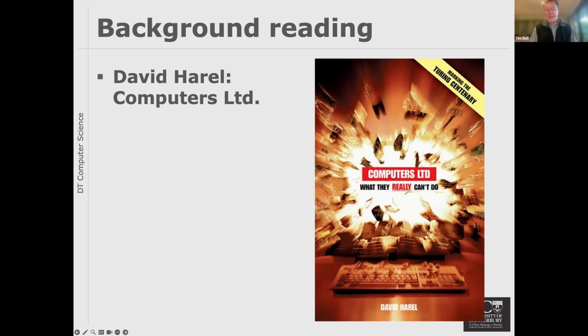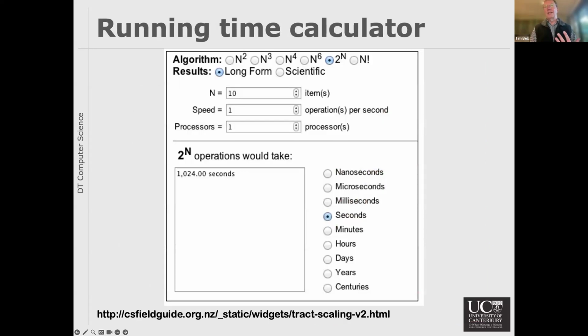By the way, we are dealing with big numbers. We've put calculators in this computer science field guide so that your students can say, oh, n is this much, and it's an n to the 6 algorithm or a 2 to the n algorithm, and maybe I can operate a billion operations per second, and it will tell you how long that takes. So they can actually play with those big numbers. But quite often the answer will come up in centuries for how long it takes, or maybe a tiny, tiny fraction of a second.